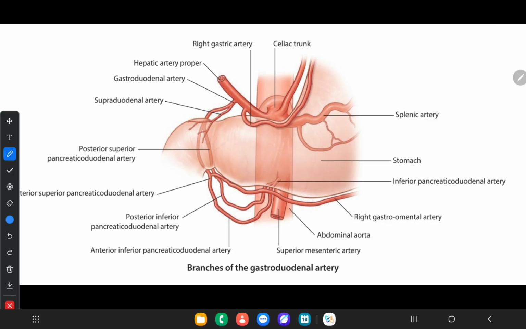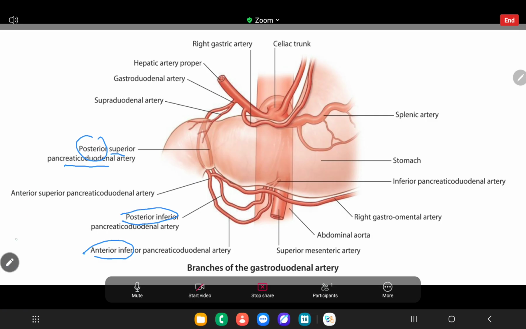The superior pancreaticoduodenal arteries are two in number, anterior and posterior, and they course along the junction of the pancreatic head and the second part of the duodenum to anastomose with the corresponding branches of the inferior pancreaticoduodenal artery. You can see here the superior pancreaticoduodenal artery, the posterior branch, and then the anterior inferior branch, then the posterior inferior branch, then here the anterior superior pancreaticoduodenal artery.